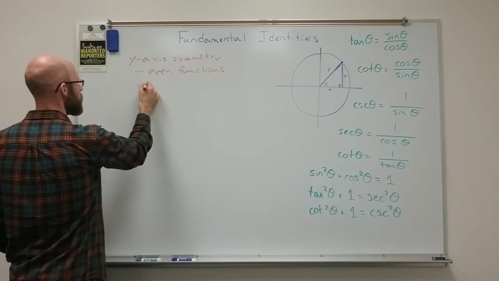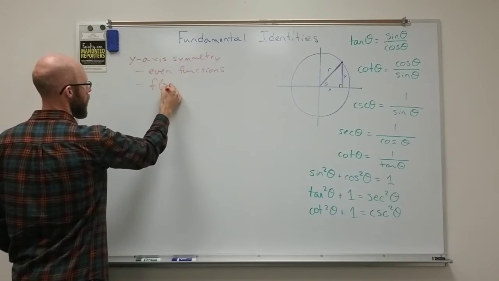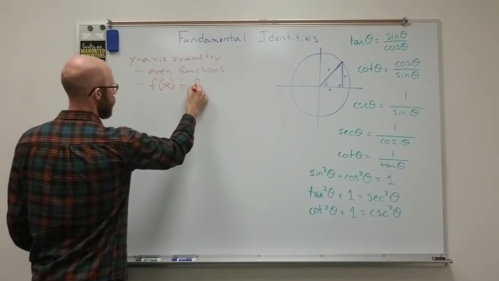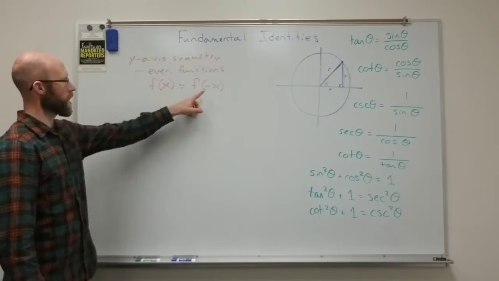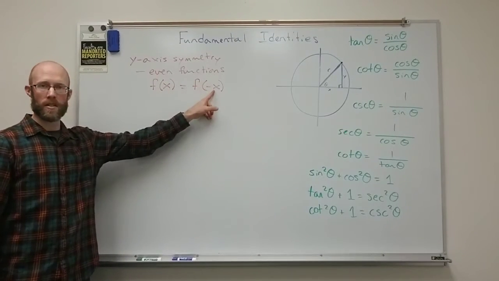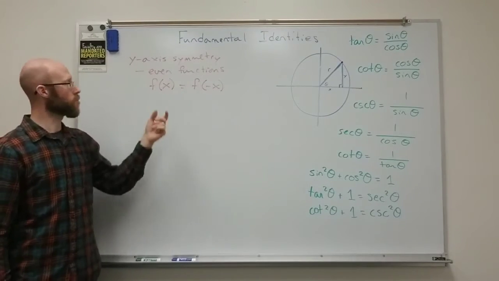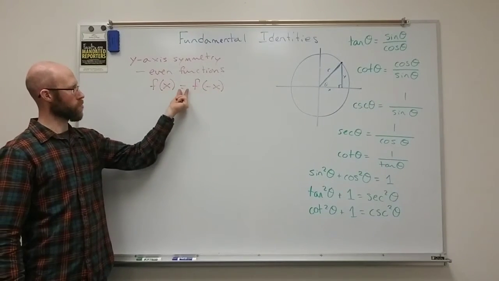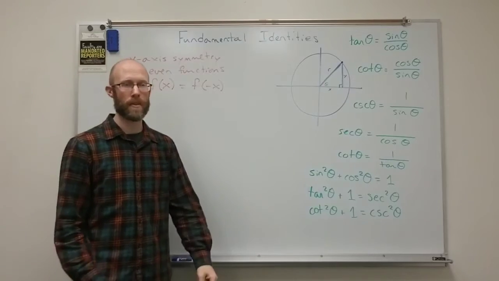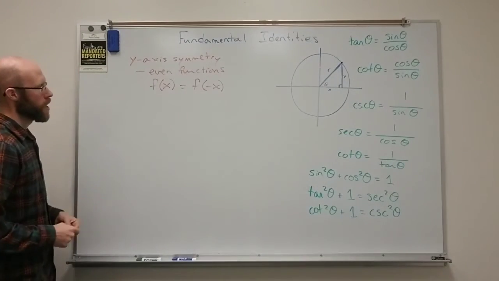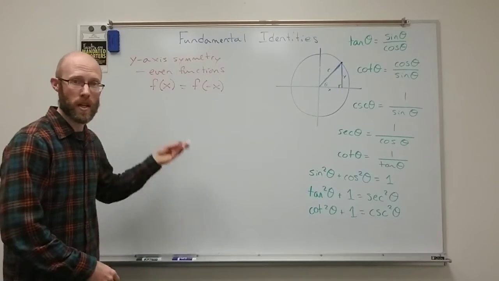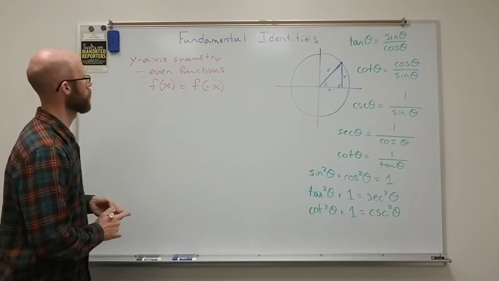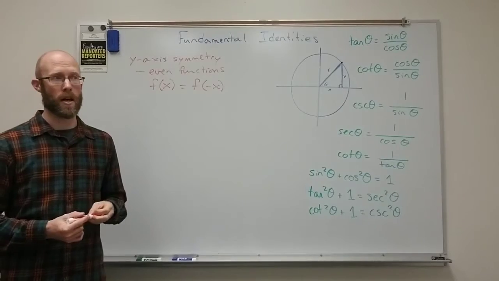So what that means then is if you were to input a positive x or a negative x, whether it's positive x or negative x, it doesn't matter. The outputs are equal, right? So f of x and f of negative x will be equal. The outputs are the same. All right. There are some functions, some trig functions that are even. Okay, they have y-axis symmetry.